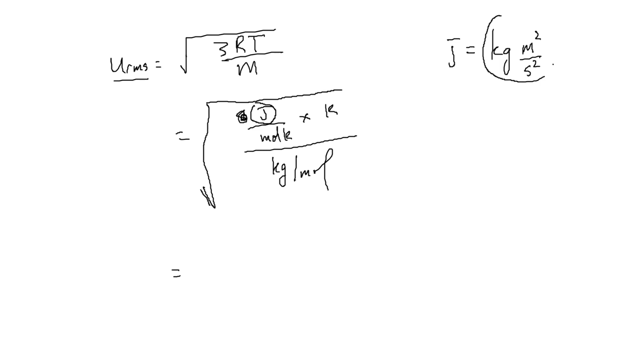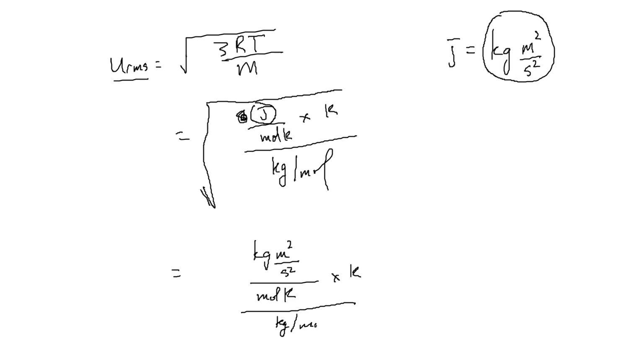So joule would be equal to, as I said before, kilogram meter squared over second squared. And then that would be divided by mole Kelvin times Kelvin divided by kilogram per mole. And again, all of this would be under the square root sign, all right?